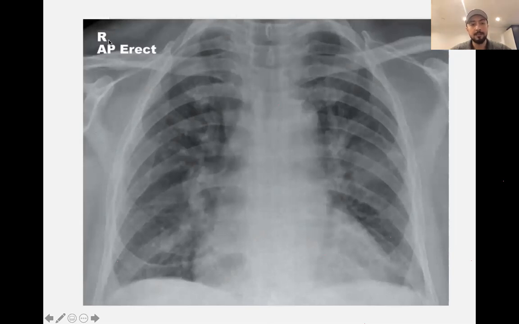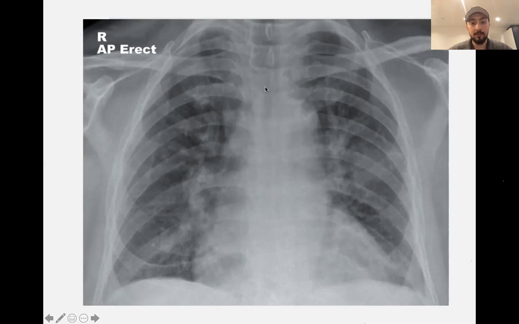Well, it already says here it's AP, so we already know that, but you can also see the scapula overlapping the lungs. Okay, the heart is more than 50% of the cardiothoracic diameter. That's another thing that indicates it's AP.